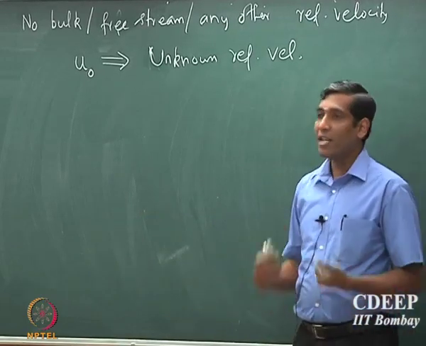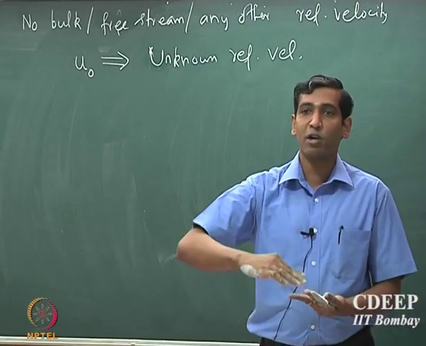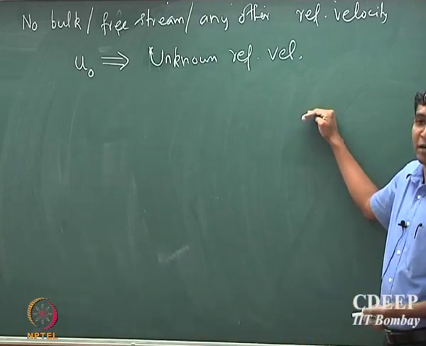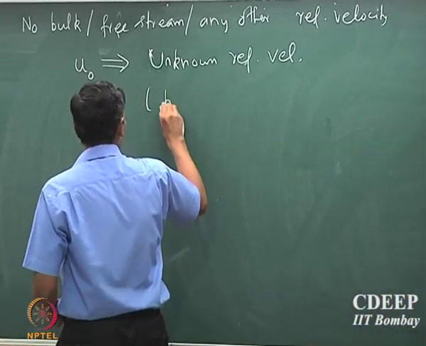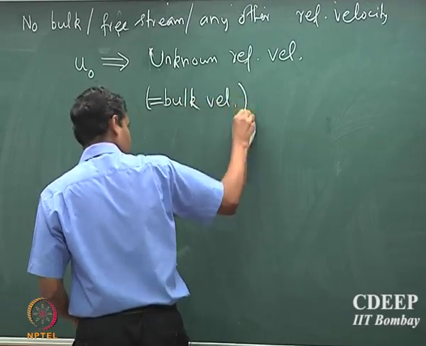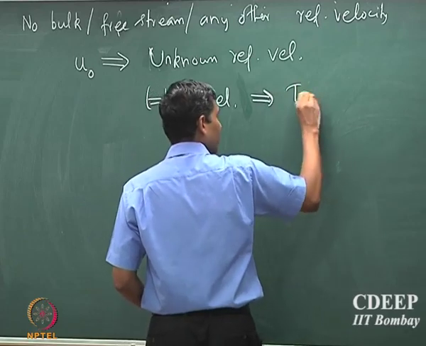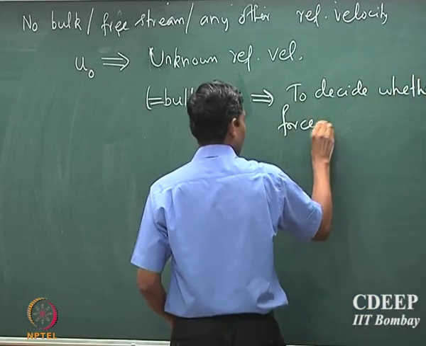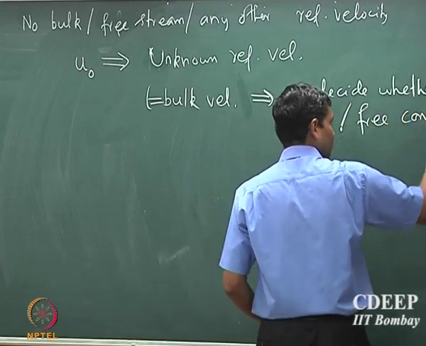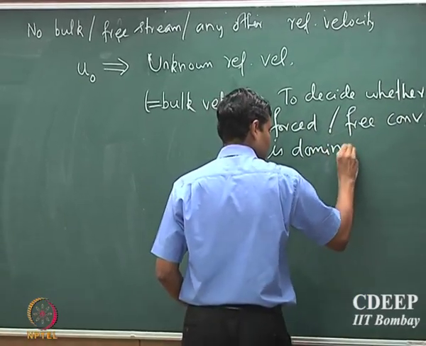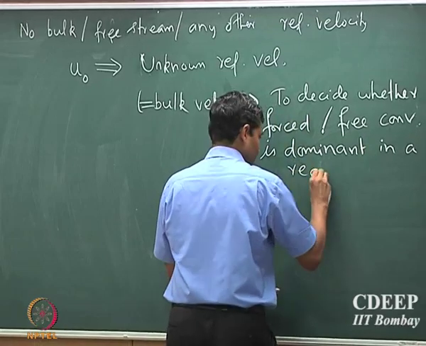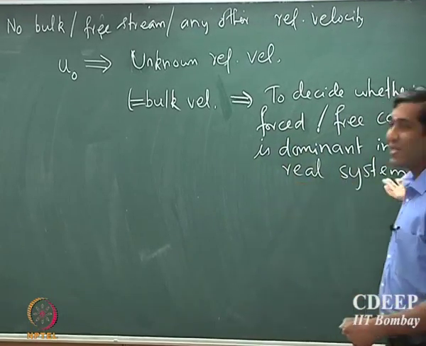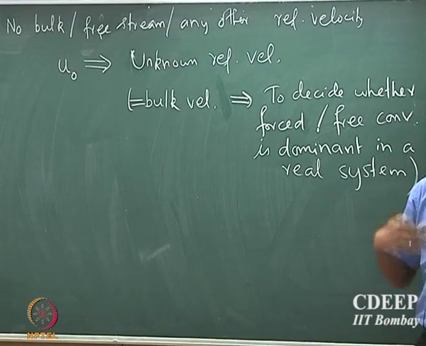So, the question is how do I decide whether for a given problem it is free convection or forced convection which is the dominating mode of heat transport. It is in that situation that this unknown reference velocity will play an important role. And in fact, in that situation this unknown reference velocity will simply be equal to the bulk velocity itself, to decide whether forced or free convection is dominant. We will see that mostly before the end of today's lecture, as to how to decide which one is dominant and how to decide particularly which correlations to use.